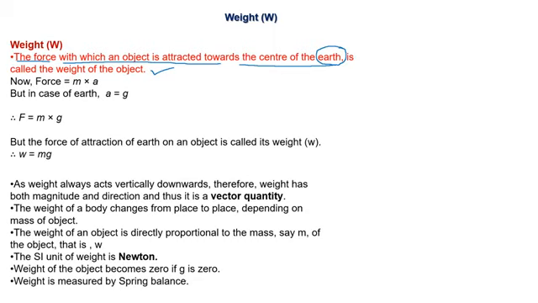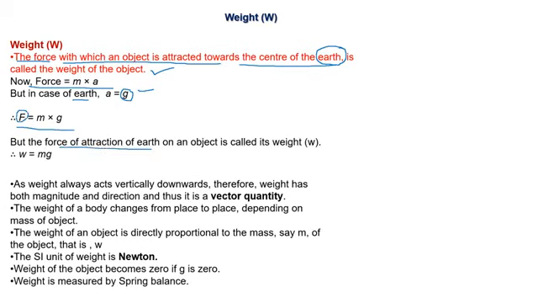We have already seen that weight is nothing but the force. So what is the formula for force? Force is equal to mass into acceleration, right? Because we are talking about the earth, A will be replaced by acceleration due to gravity, that is small g. So finally we get the formula F = m × g. This force is nothing but the weight, right?